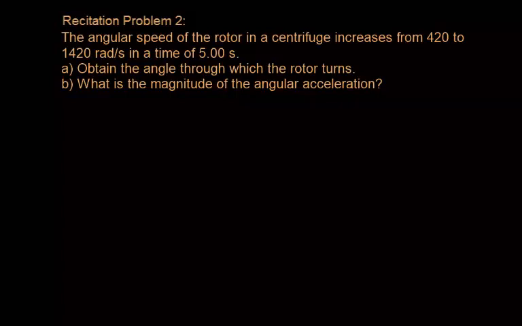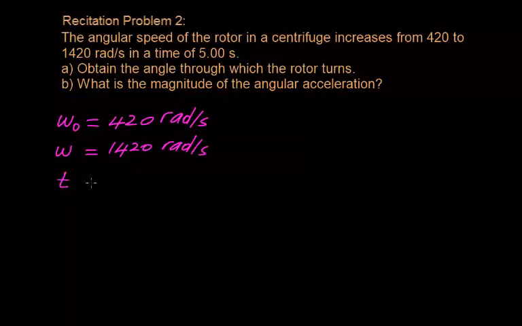Alright, let's write down the information that we have here first. Omega 0, the initial angular velocity, is given to us to equal 420 radians per second. We also know the final angular velocity, which is 1420 radians per second. We have the time that was taken for the rotor to go from 420 to 1420, which is 5 seconds.